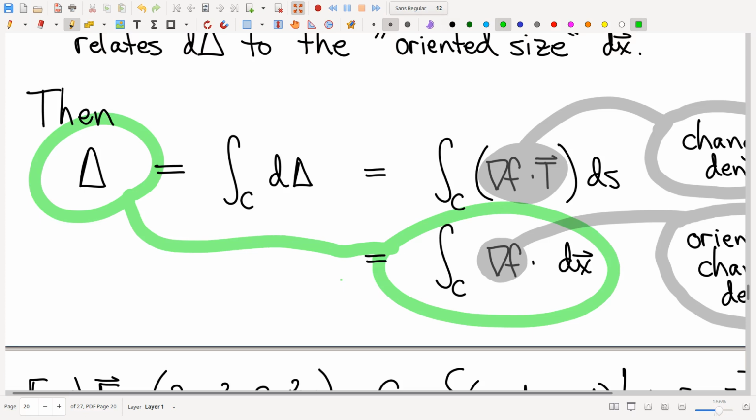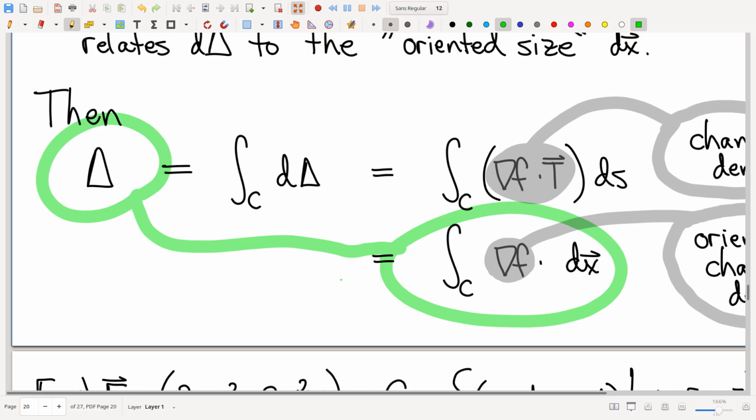And so a reasonable question to ask is, how should I make sense of this thing? After all, we have an integral of gradient, not gradient dot t. Gradient is our integrand. How do I think about it? What is the gradient? How does that make sense as an integrand by itself?